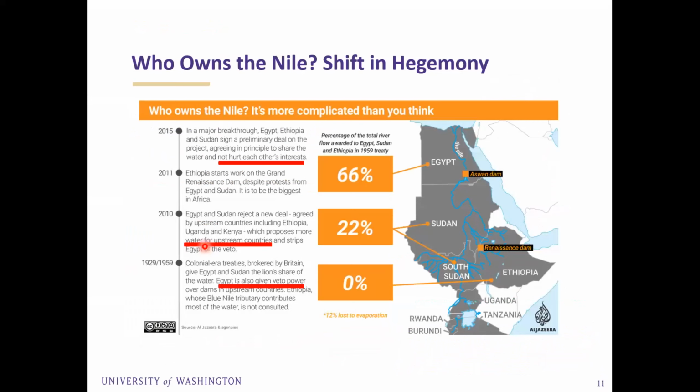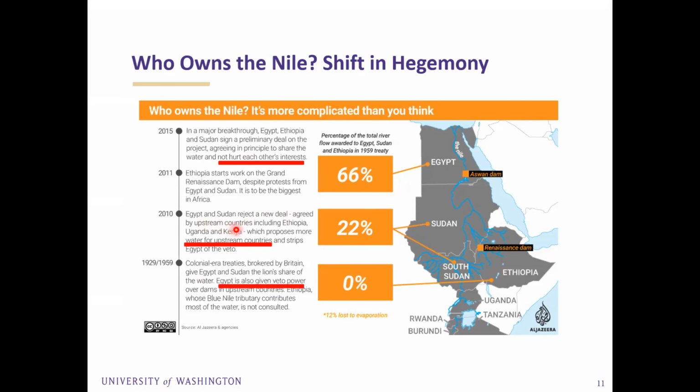I'll try to show you how the shift in the power of the Nile has changed. This infographic is showing the different treaties or agreements on the basin. In 1959, there was this agreement between Egypt and Sudan to share the Nile River basin, with around 66% of the water for Egypt and 23% for Sudan.